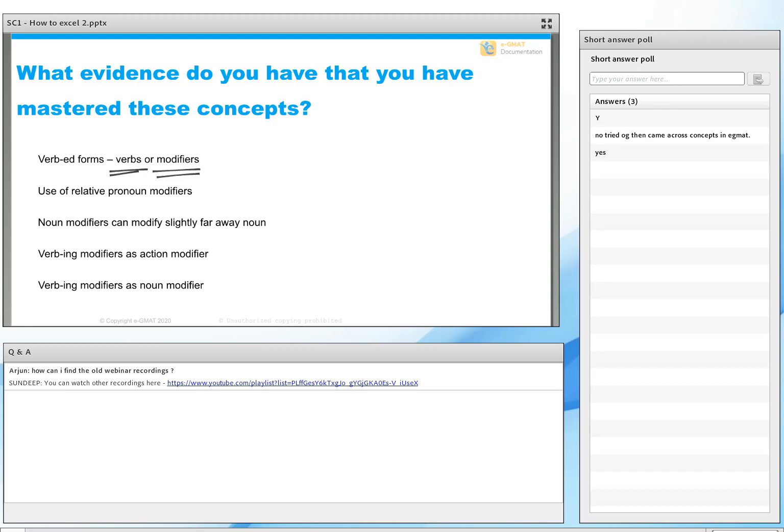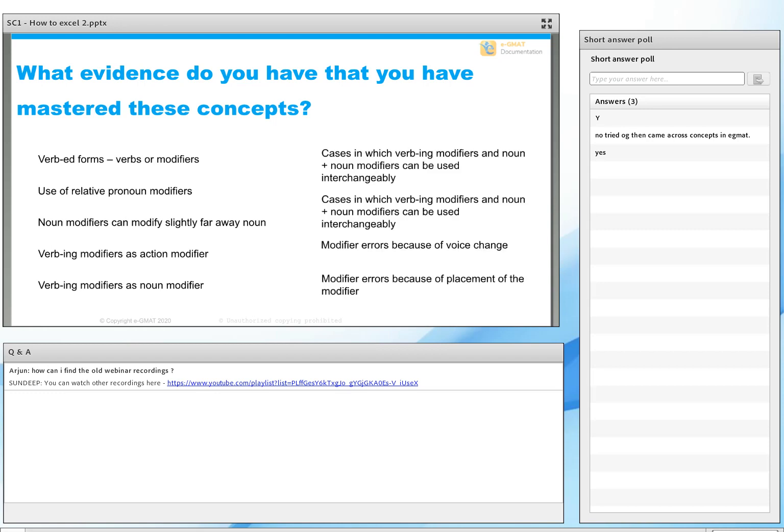In what ways or in what scenarios can noun modifiers modify not just the noun right next to them, but nouns that are far away from them? Can I identify scenarios in which the verb ing modifier acts as an action modifier versus a noun modifier or so? And as you get to more sophistication, there are certain sentence structures that can be used interchangeably. Can I identify where verb ing modifiers and noun plus noun modifiers can be used to communicate the same meaning, and they're both correct?